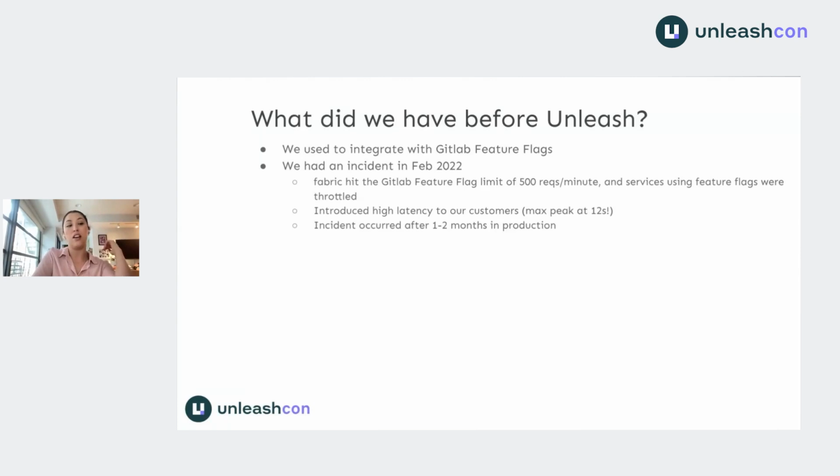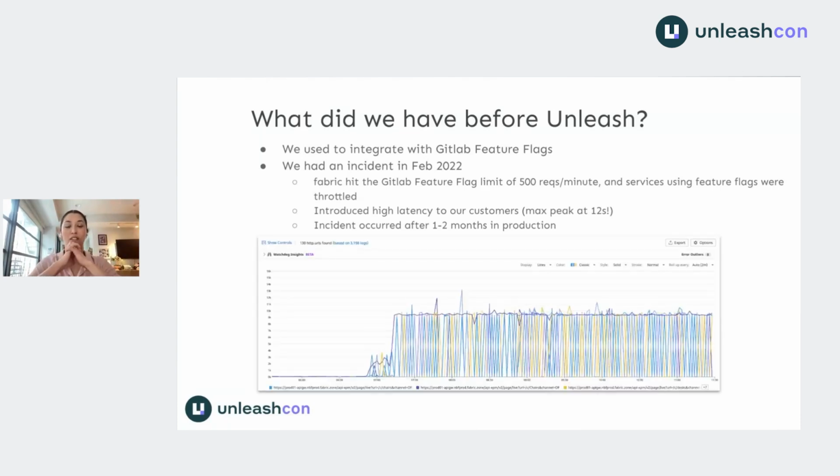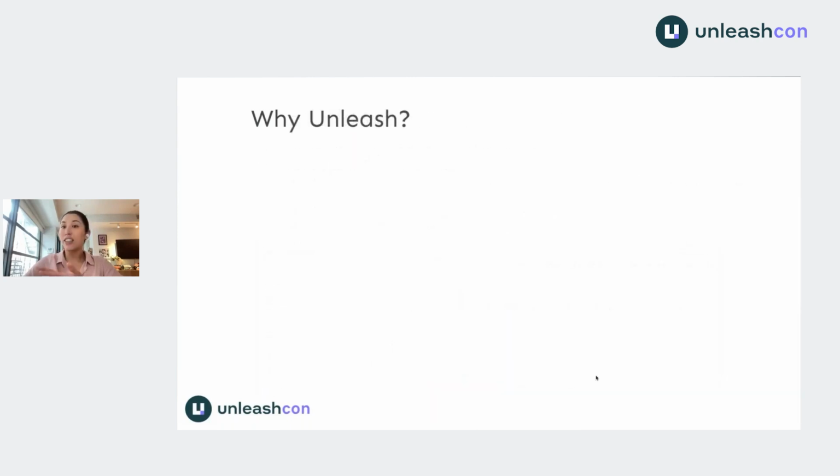This incident did occur relatively quickly after we rolled out GitLab feature flags. So this happened about 1 to 2 months into that system being in production. So I'll show you what that looked like here on our dashboard for our metrics. You can see how at 6 in the morning, all was great, all was dandy. And the moment that we hit those throttling limits, we had a huge amount of latency, and it impacted basically every single domain. So why Unleash?